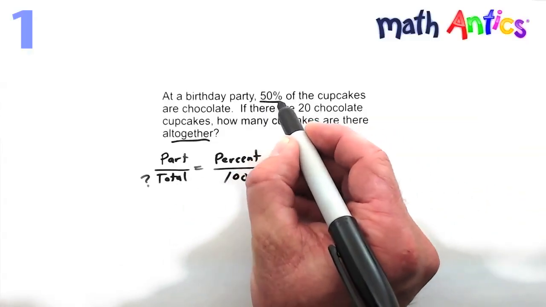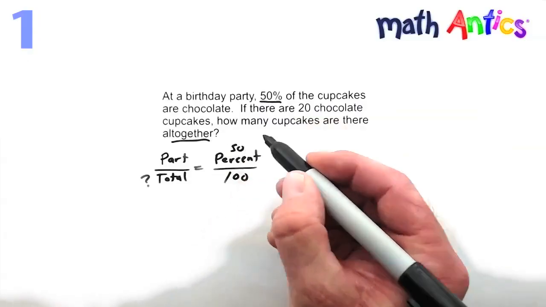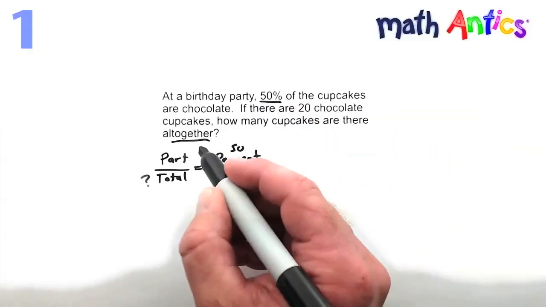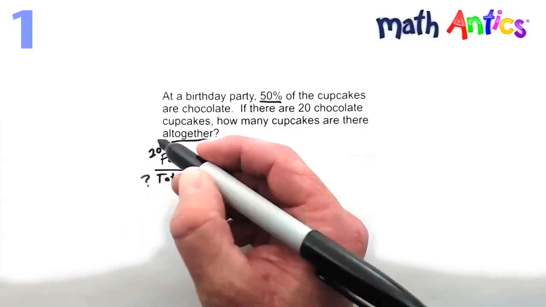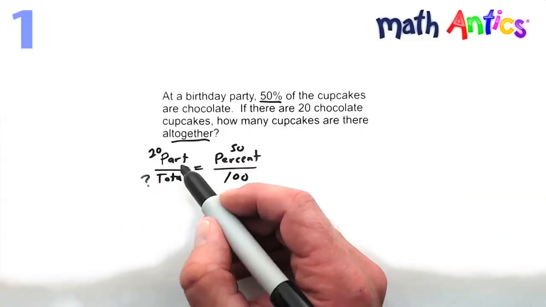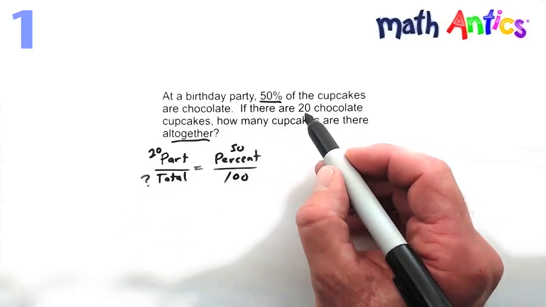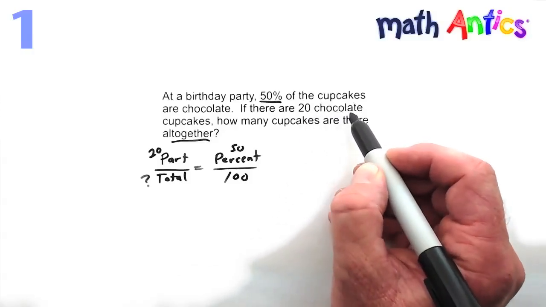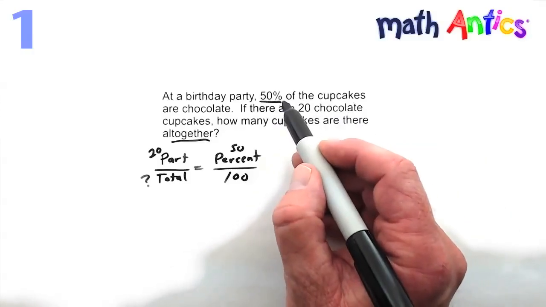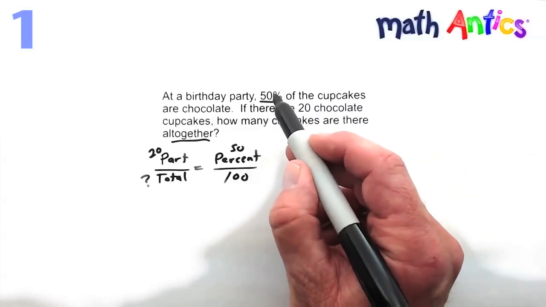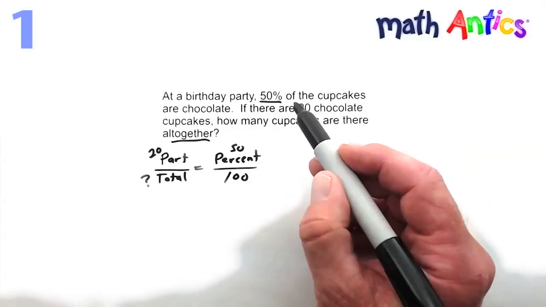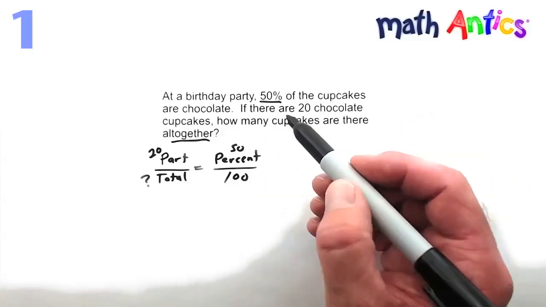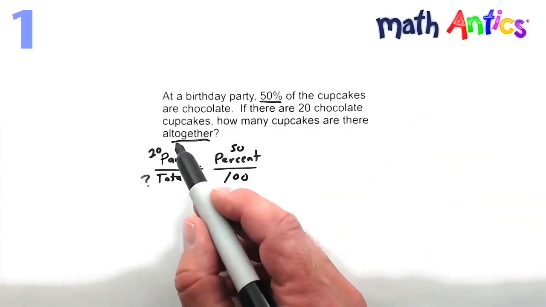It does give us the percent, here 50%, and it says that there are 20 chocolate cupcakes, that's the smaller part. How do we know that that's smaller than the total? Well, if 20 were chocolate and that's all the cupcakes there were, that would be 100% of the cupcakes. But it's saying that only 50% are chocolate. That means there must be some others that are different flavors. Okay, but what we need to figure out is the total.